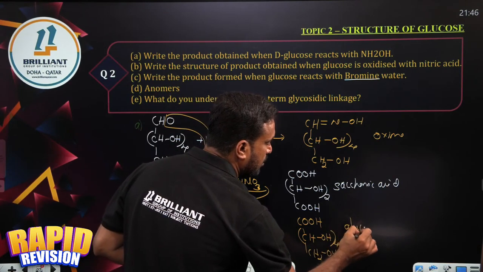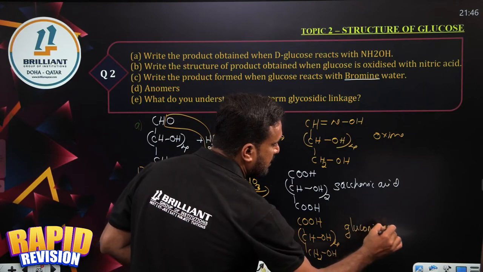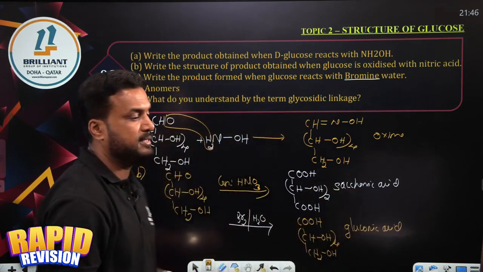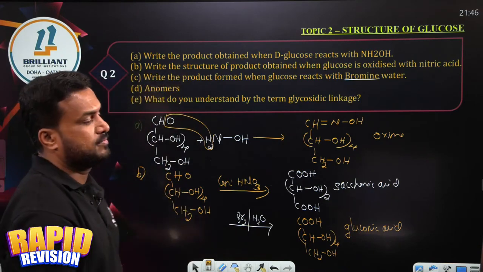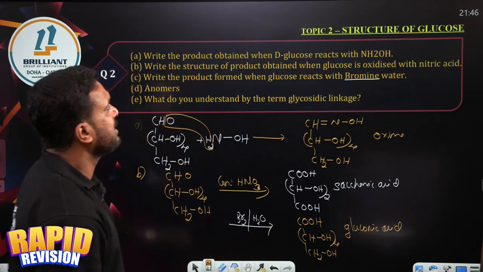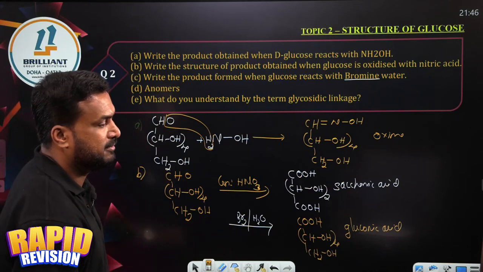Okay, gluconic acid. Correct. So you will be getting gluconic acid. Yes, correct. What are anomers? It's an important question. What are anomers?